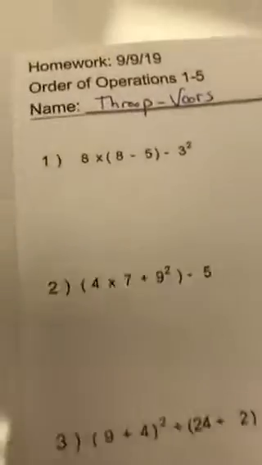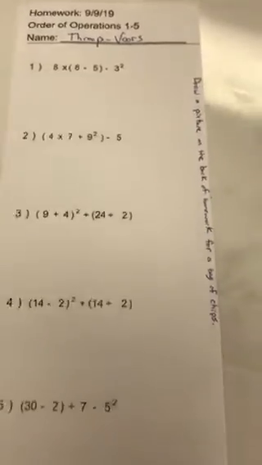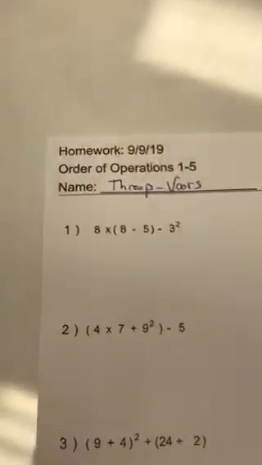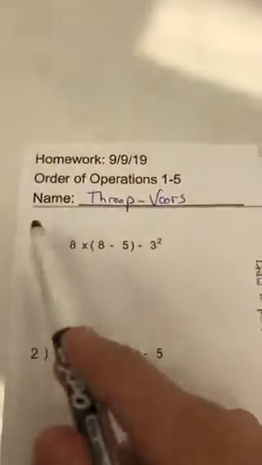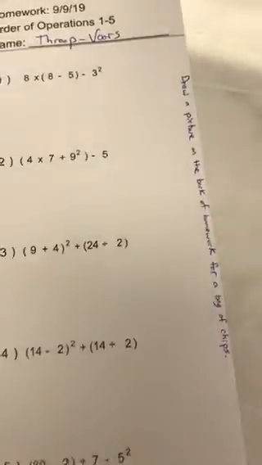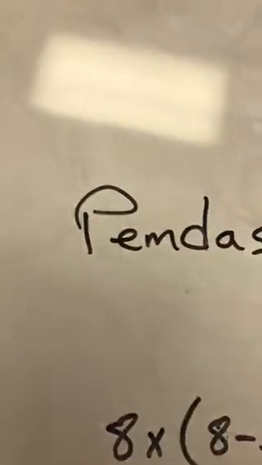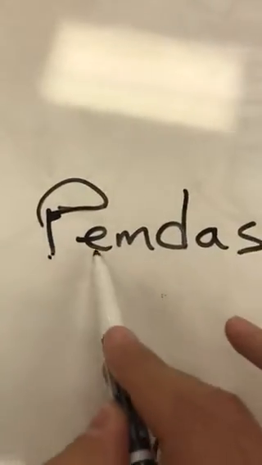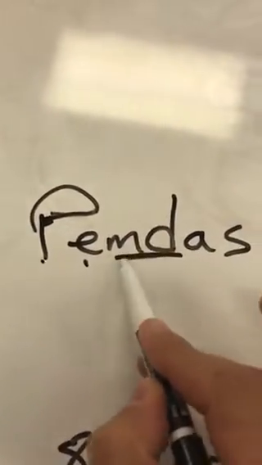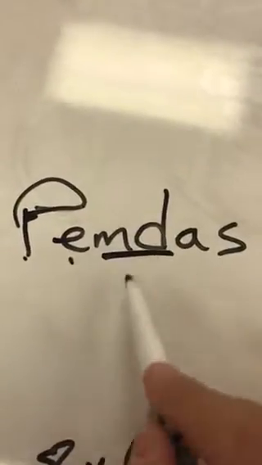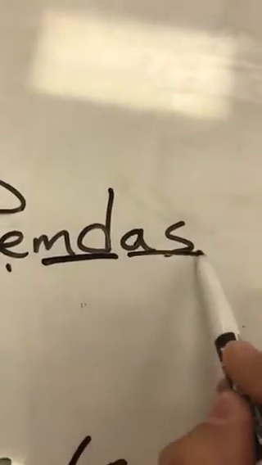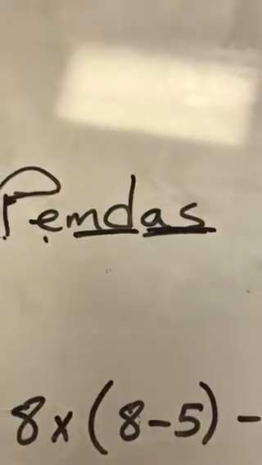Here is tonight's homework, and this is September 9th. There are 5 problems here, and remember, this is all about order of operations. To remember order of operations, we're going to write PEMDAS, which gives you the idea of what order we solve any equation or any problem. So parentheses, exponents, multiplication and division, remember, go together. They're treated equal. And then addition and subtraction are also treated equal.